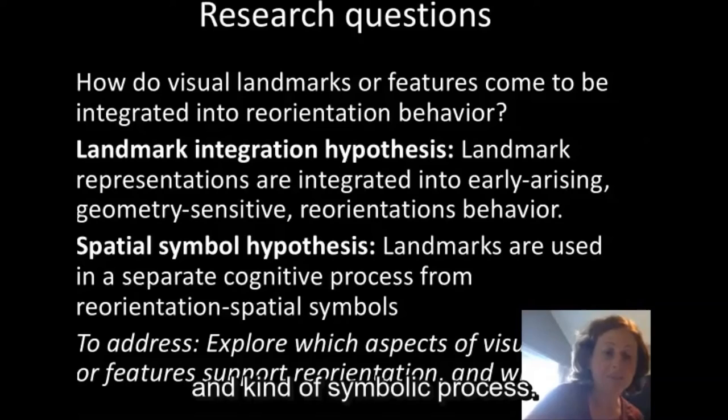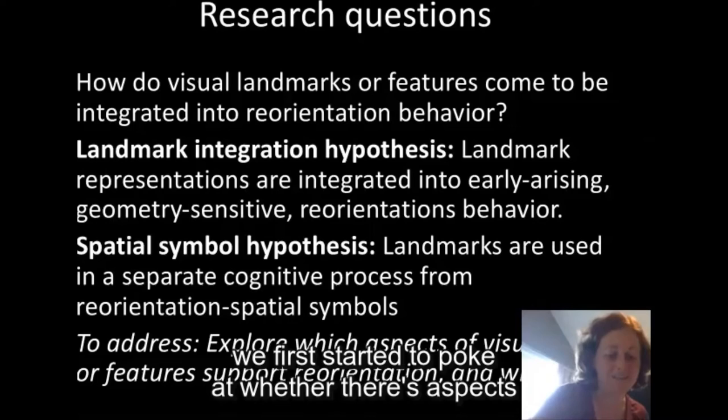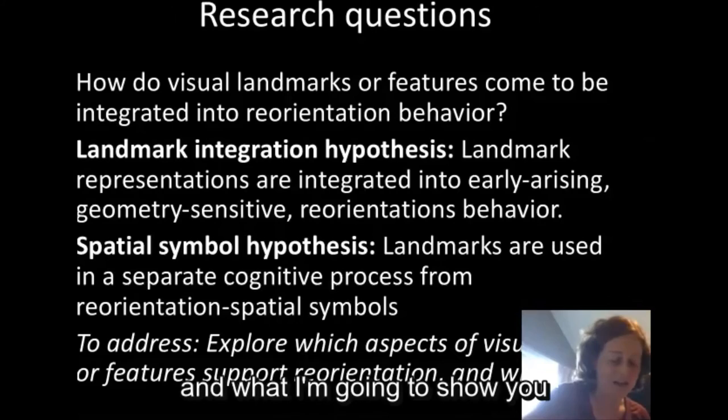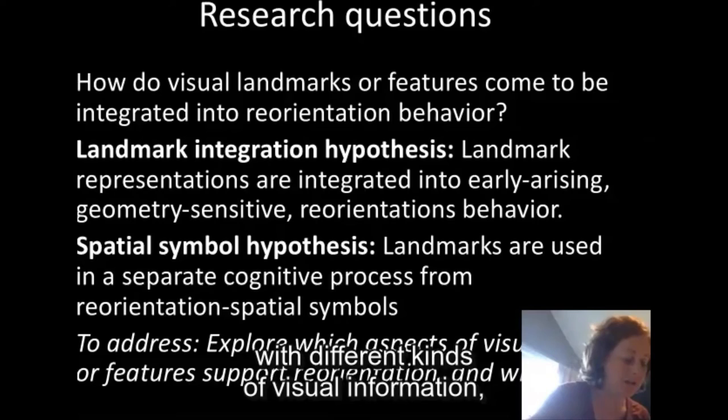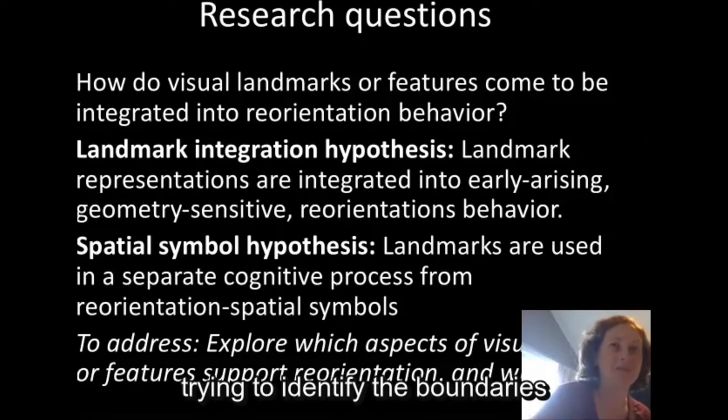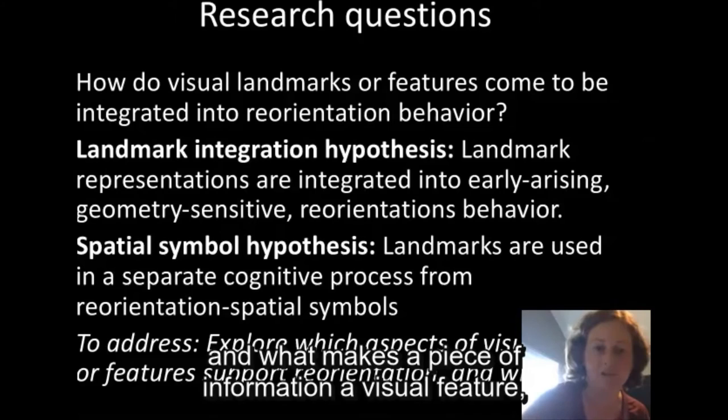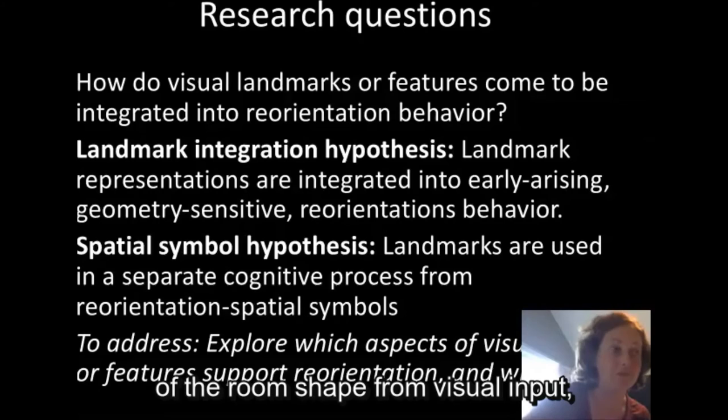So to address this, we first started to poke at whether there's aspects of visual scenes or features that could support reorientation, and when. What I'm going to show you is just a lot of playing that we did with different kinds of visual information, trying to identify the boundaries of what makes a piece of information geometric and what makes a piece of information a visual feature. Because in the end, children are getting the geometry of the room shape from visual input. So we wanted to try to find that line.